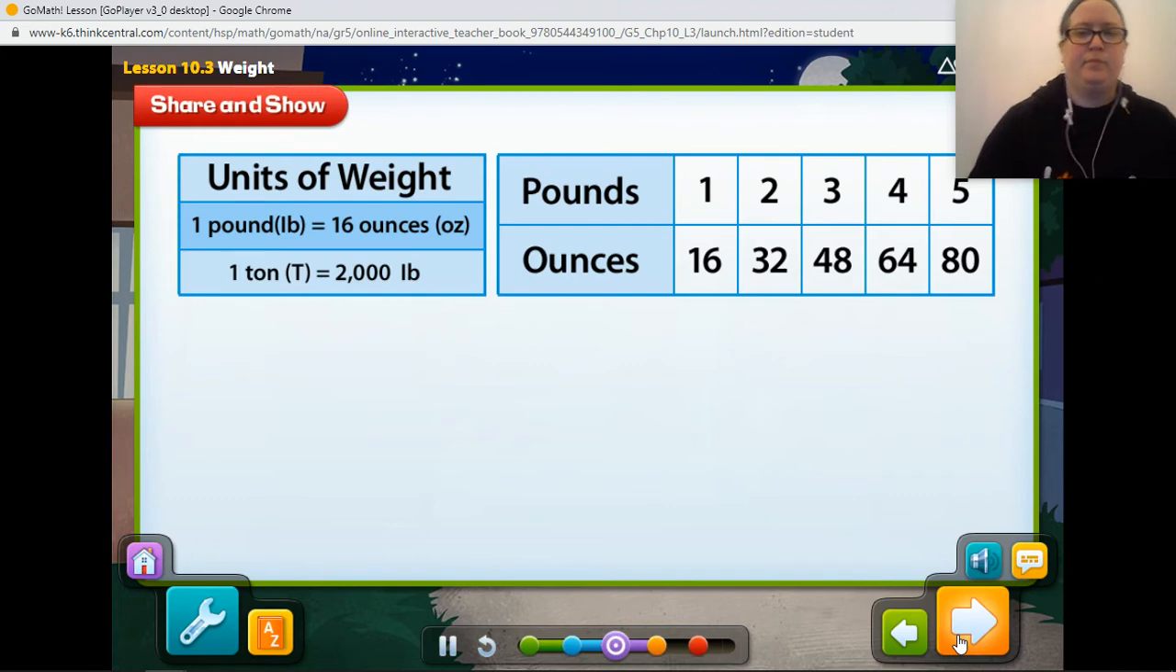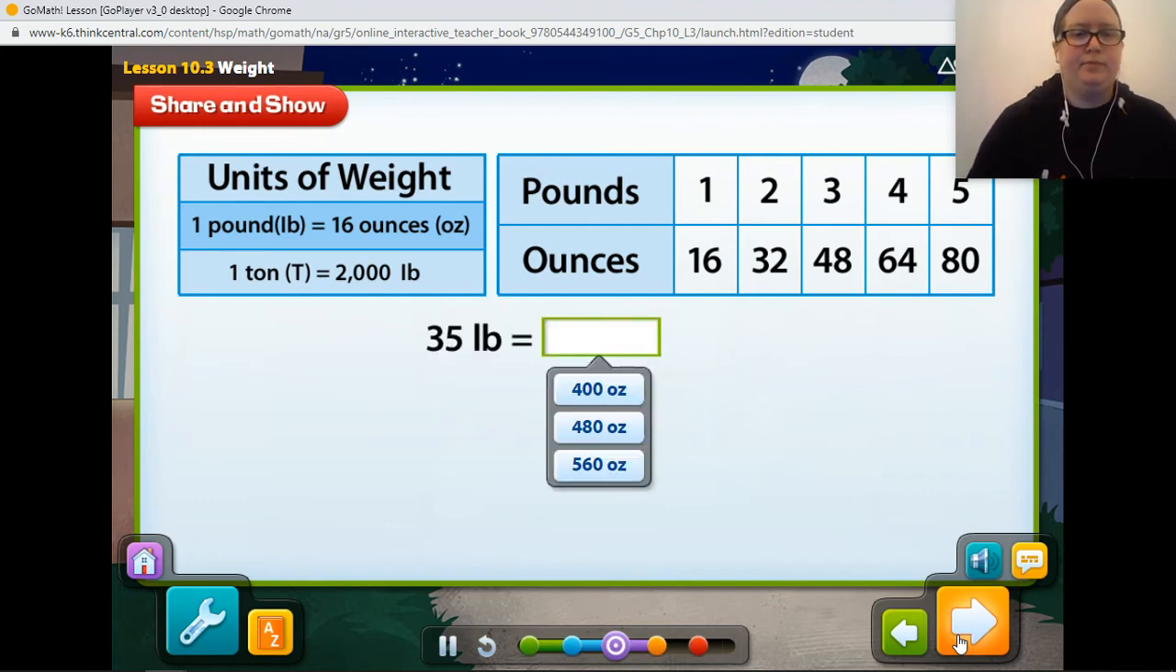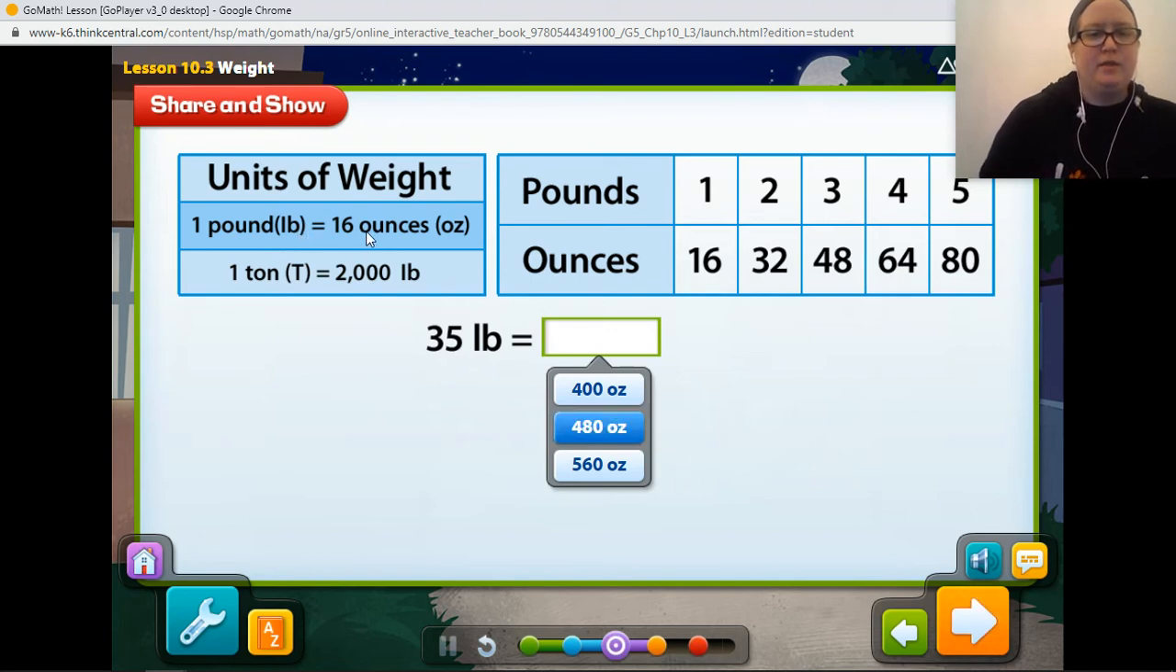Let's solve a conversion problem using pounds and ounces. How many ounces are in 35 pounds? Well, if 1 pound is 16 ounces, you're going to do 35 times 16.